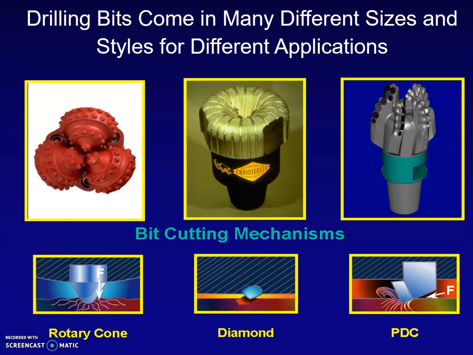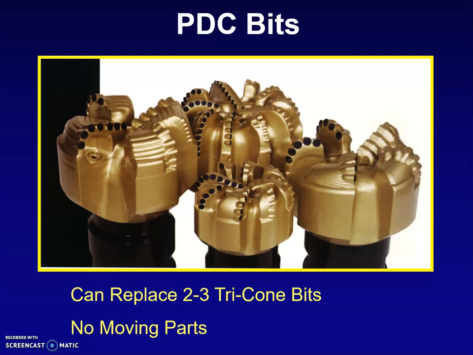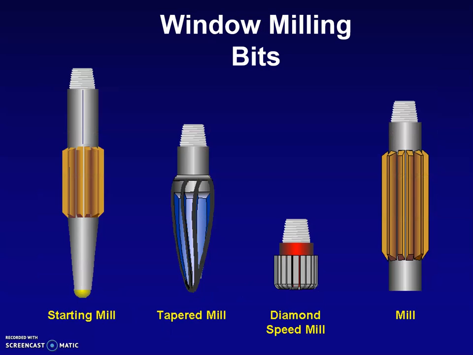So the PDC bit works this way. It applies a directional force onto the formation. Diamonds are very strong because they do not break easily. The rotary cone works by applying a normal force to the underground formation and cracking the rock. So these are the main cutting mechanisms of these bits. PDC bits: there is no moving part really. All of it is a single part, and the whole thing moves together, and they are really strong and resistant to the force being applied to them.